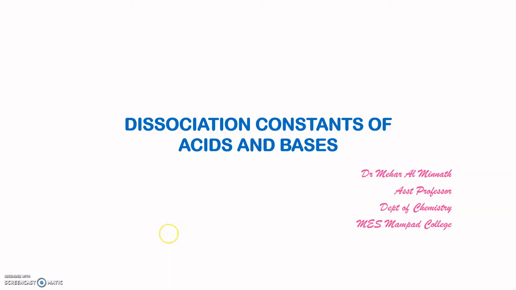In the last video, we have seen the deciding factors of the strength of acid and base. Now here I'm going to explain how the strength of acids and bases can be quantified. How can we get a value for the strength of acid and base, so that we can compare the acidic strength and basic strength of different compounds? That is done using dissociation constant, or we can even call it ionization constant.